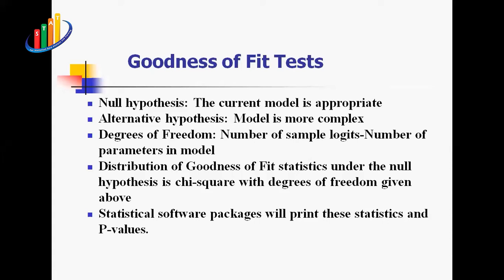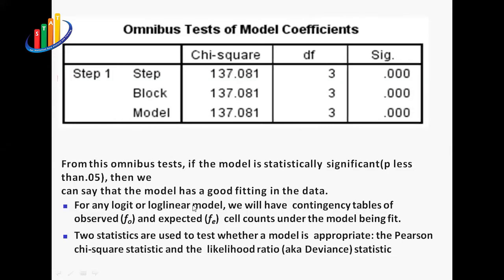So in the results, the first test will be the goodness of fit test, for which the null hypothesis is that the current model is appropriate and the alternative hypothesis is that the model is more complex. There will be degrees of freedom, which is the number of samples minus the number of parameters in the model. The distribution of the goodness of fit statistic under the null hypothesis is chi-square with the degrees of freedom given above. Statistical software packages will print these statistics, which I'll show you now.